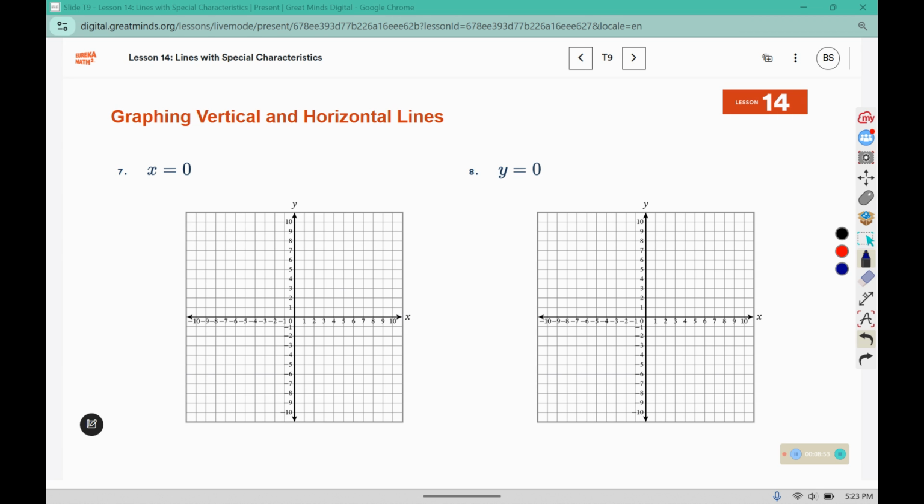X is 0. There's no y term, it's a 0 in the y term. So x is always going to be 0, which creates a vertical line. Then this one, there's no x term. It would be like 0x plus y equals 0. So this one would create a horizontal line because y always has to be 0 no matter what x value you put in.